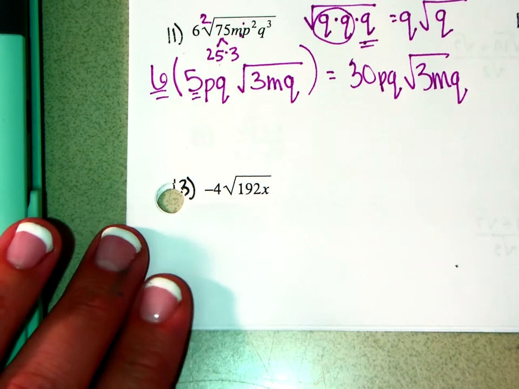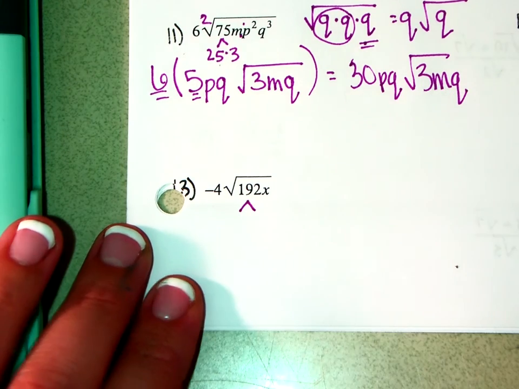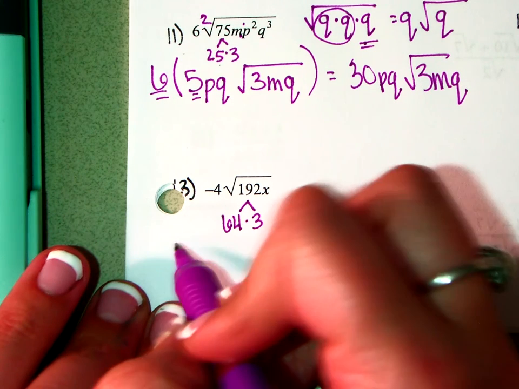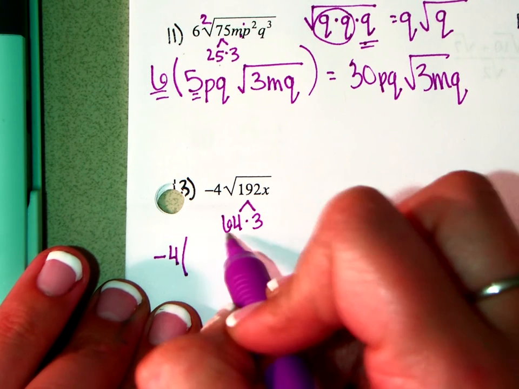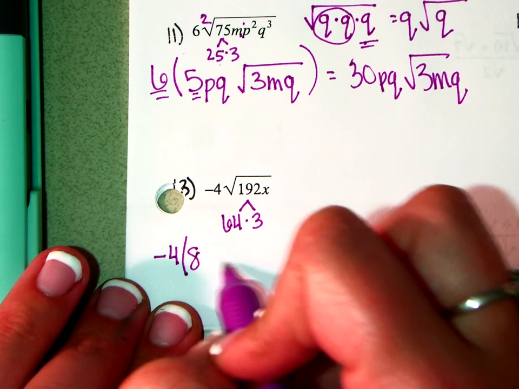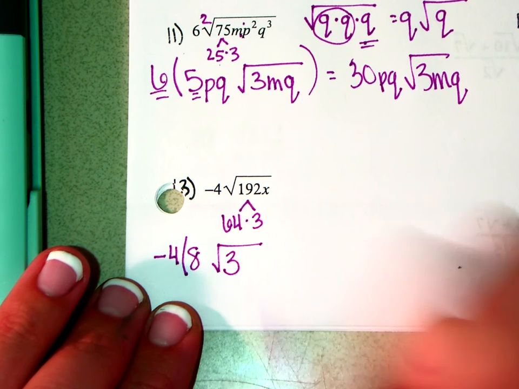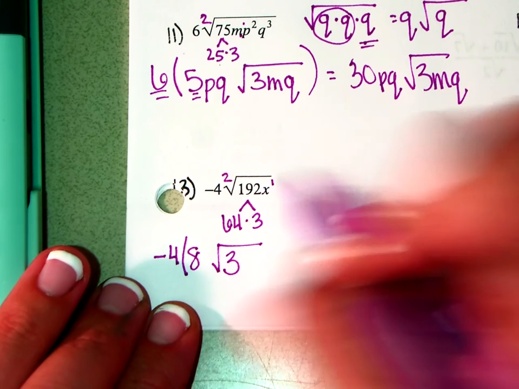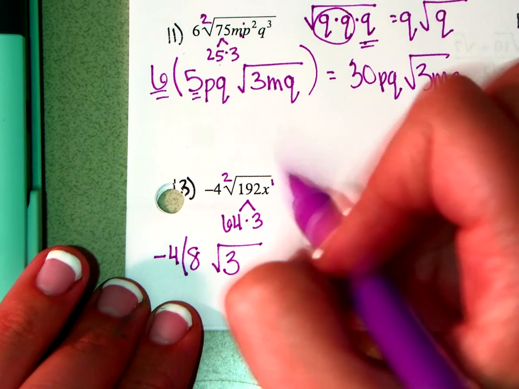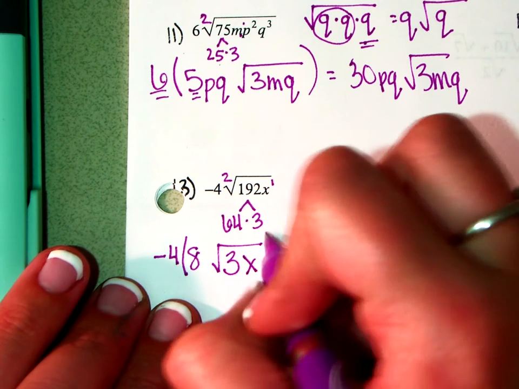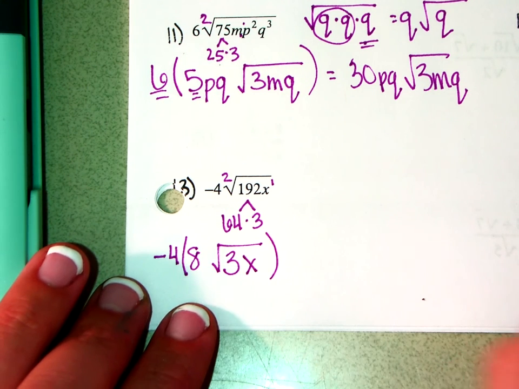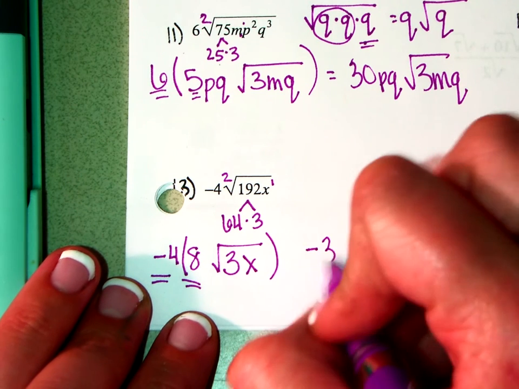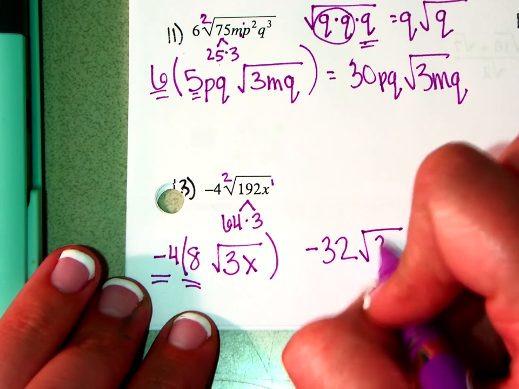All right, next one, 192. 192 can be broken up into 64 times 3. So I'm going to keep the negative 4 out. The square root of 64 is 8. The 3 cannot move. The square root of just plain x, remember this has an index of 2 with a power of 1. 1 divided by 2 is a decimal, so x stays inside of the square root because I cannot group 2. Negative 4 times positive 8 is negative 32, square root of 3x.